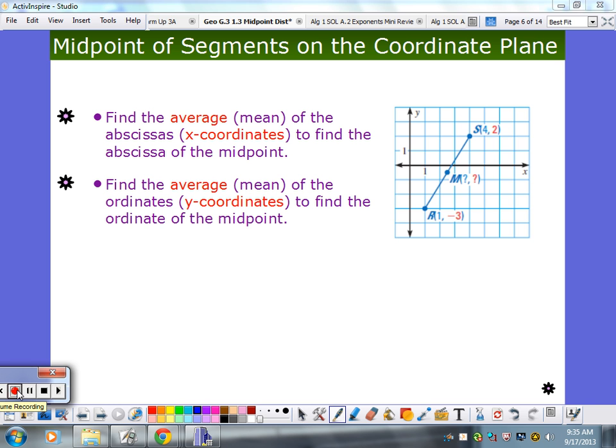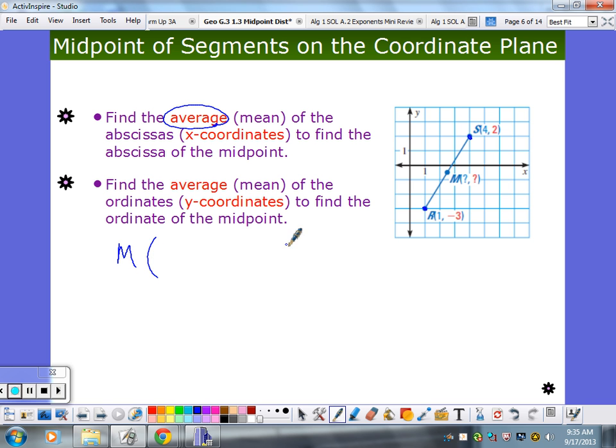If I want the midpoint, it's very simple. You look at the two endpoints. Here's an R and an S, my endpoints. 1, -3, 4, 2. And I average.